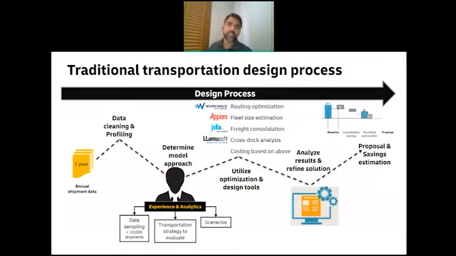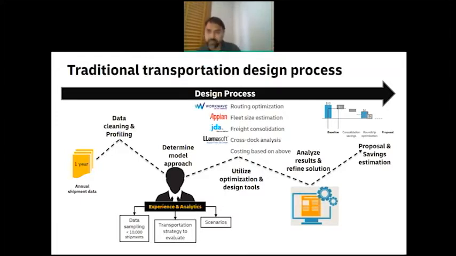So how does a traditional transportation design process look, right? As I said, when you are designing a transportation solution, an overall solution for a company, you would want approximately a year worth of data, right? So you start with your year worth of data, which could be a million shipments, let's say. Then the first thing any transportation analyst would do is figure out a good sample set, a good sample of 10 to 20 to 25,000 shipments, which he or she believes would be a representation of what's going to happen in the near future, and also an average of let's say the next 6 or 8 months, right?